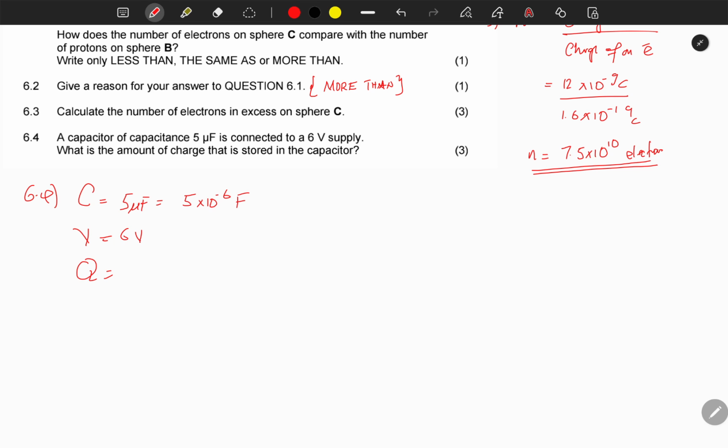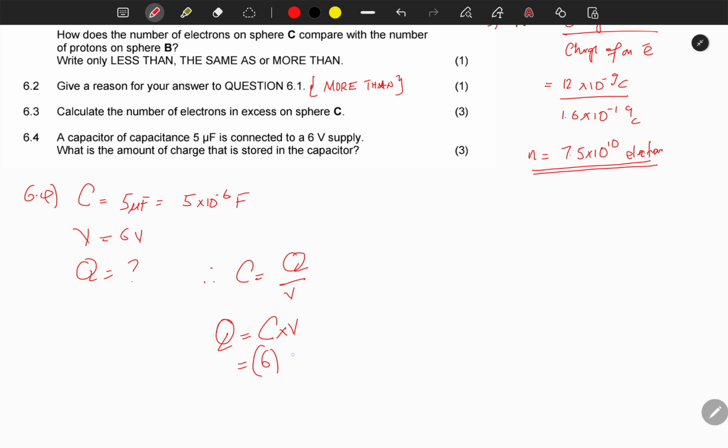So we just have to relate the equation that has charge, voltage, as well as capacitance. And we know that capacitance is the amount of charge stored per voltage. You know that capacitance is equal to charge per voltage. So charge is capacitance multiplied by voltage.